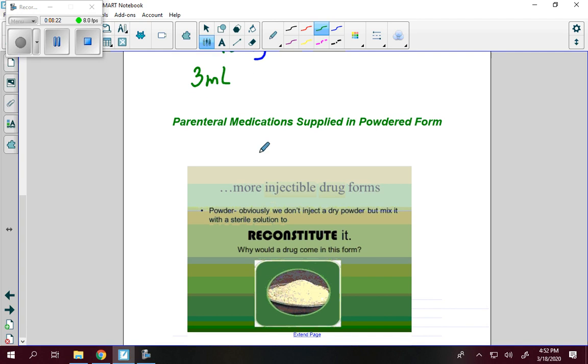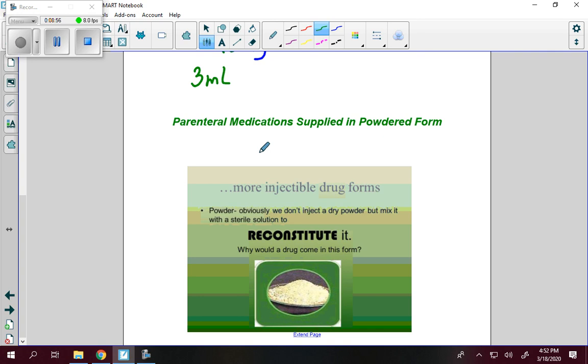Okay, let's talk about parenteral medication supplied in powdered form. They are more injectable drug forms. If it comes in a powder form, obviously we can't inject it, right? So we have to mix it with sterile solution to reconstitute it. Reconstitution just means you're changing it from one form to another. I have this pure drug in powdered form, and I need to shake it up with some sterile water to make it into a liquid form so that I can put it into a syringe and inject it into my patient.